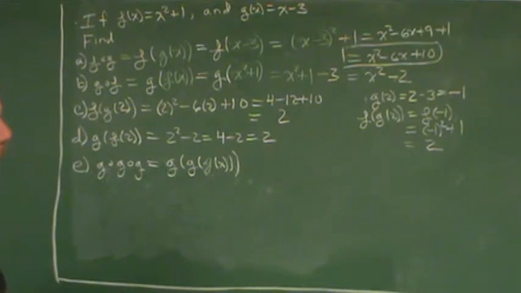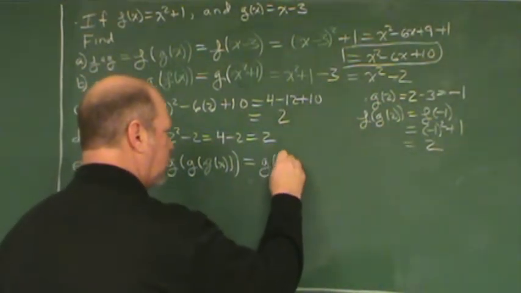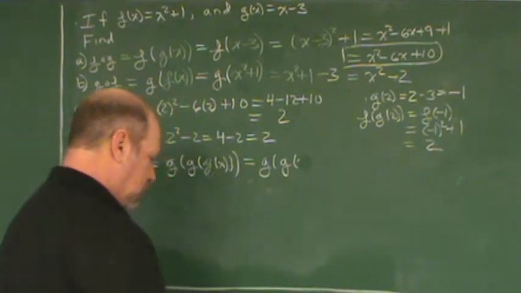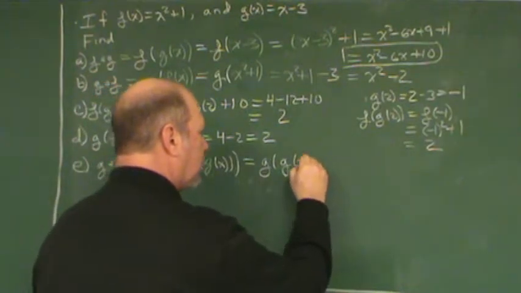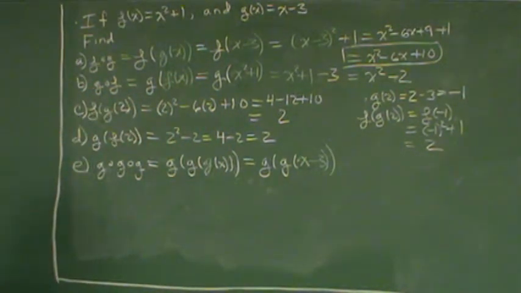And now you put in the numbers of the functions, whatever it happens to be. In this case, g of x is x minus 3. So what that gives me is g of x minus 3. That needs to be in green because it's my interior function.